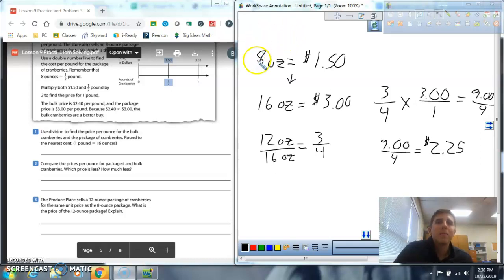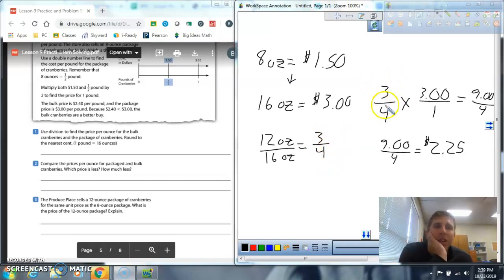Okay, so we know 8 ounces equals $1.50, right? That's how much an 8-ounce package costs, $1.50. We know that 8 ounces is half of a total pound, so 1 pound, 16 ounces, would be $3 instead of $1.50. Okay? We also know we want 12 ounces out of the 16 ounces that we could have. We want 12 ounces out of a total pound. And 12 ounces out of a total pound is 3/4 of a pound. Okay?